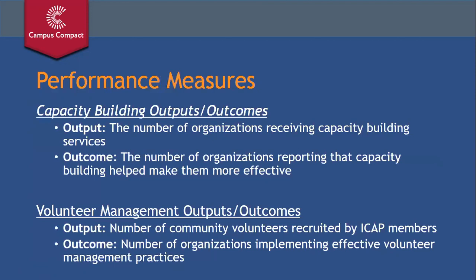In the area of volunteer management, we have for the output, again, the thing that we're counting, just the number of community volunteers recruited by ICAP members. And then lastly, the number of organizations implementing effective volunteer management practices. And this would fall similar to the capacity building outputs and outcomes. Those number of organizations implementing effective volunteer management practices would be where the ICAP member is placed. So again, if you have an ICAP member who's recruiting volunteers for 10 nonprofits in your community, the organization that's implementing the effective volunteer management practices would be your campus where the ICAP member is placed.